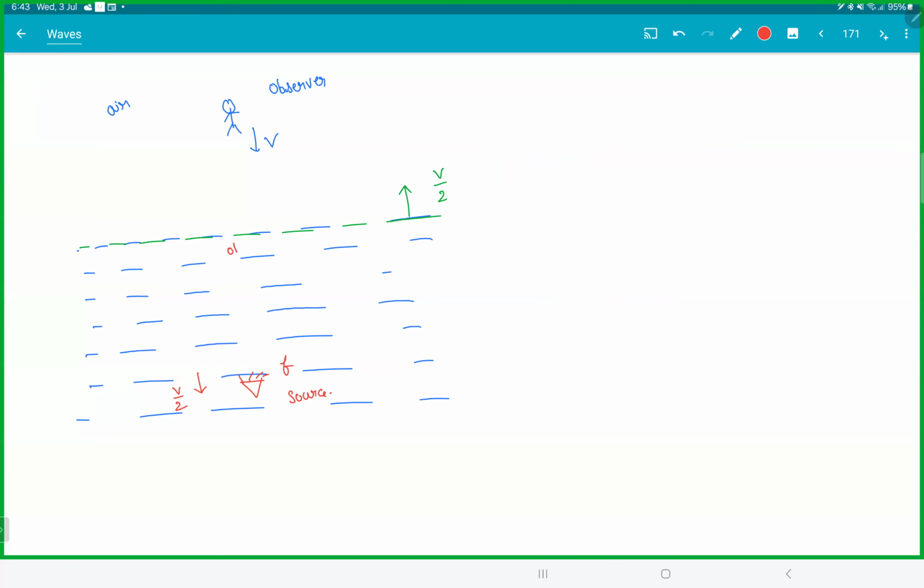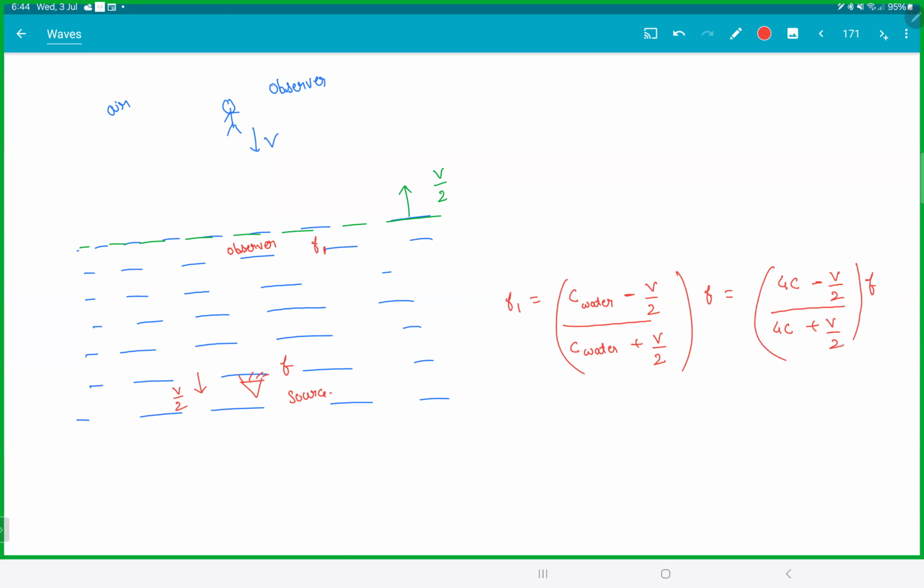So first this will be the observer. Let this be hearing F1. So F1, now be careful, in the formula C is the speed of sound. So C is the speed of sound in water. Minus, now the observer is moving away, so minus V by 2 by C water. The source is also going away from you, so it should decrease, so that is plus V by 2, into F. That's basically 4C minus V by 2 over 4C plus V by 2 into F. This is what the interface will hear.